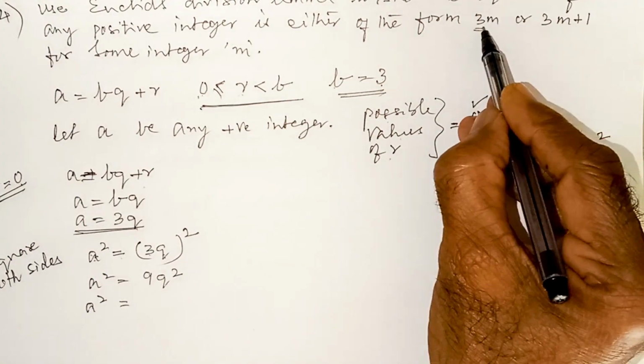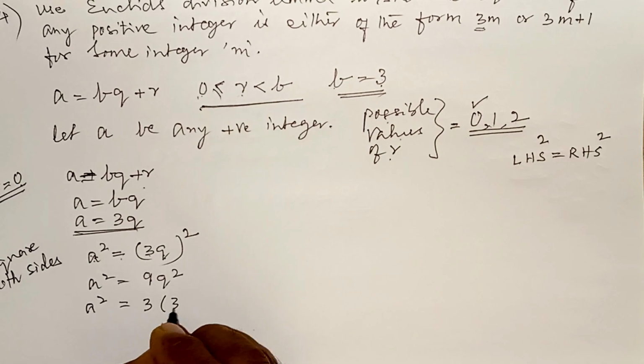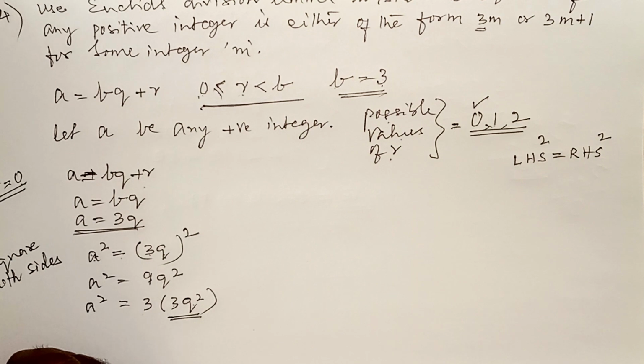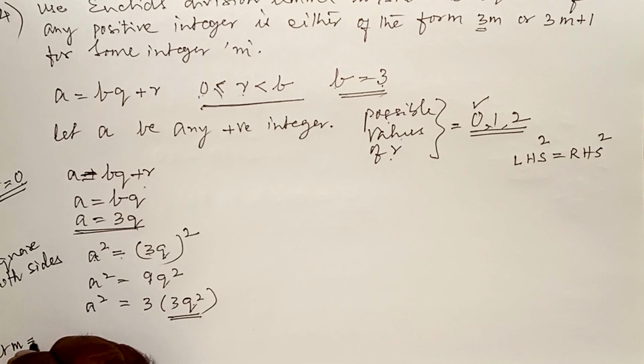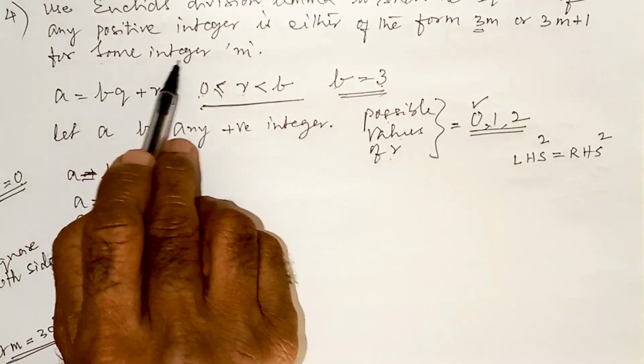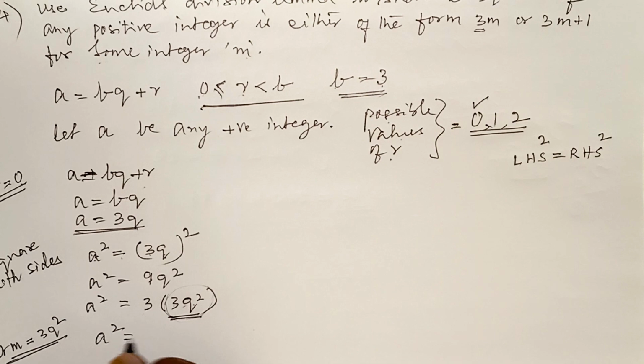To get our answer 3m, we break this into 3 into 3, like this. The value does not change. 3 into 3 is 9, q square is there. All we have done is taken out 3 separately, and 3q square becomes some integer. So we put, let m be equal to 3q square. This is already written in the question itself, some integer m. So this is some integer, therefore you can treat this as m. a square is equal to 3m. This is one observation.